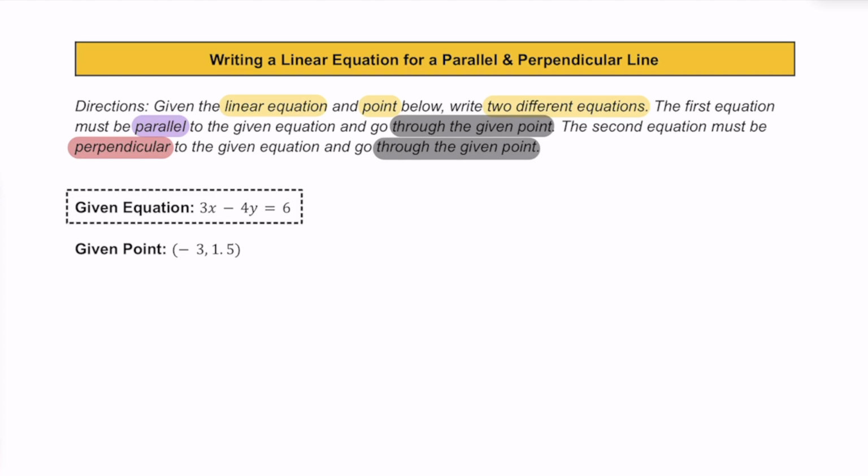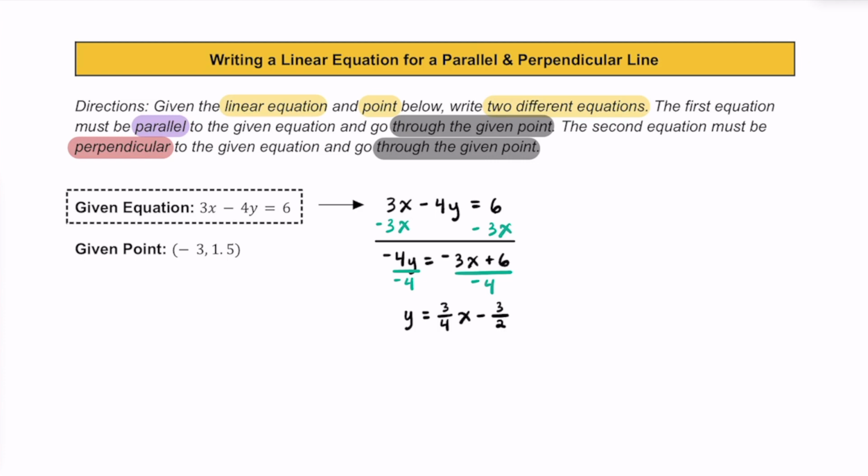Alright, starting off, let's look at this given equation, and I'm just starting by copying it down. Currently, this equation is written in standard form, so it's a little bit hard to tell what the slope is. Let's go ahead and rearrange it into slope-intercept form, or that y equals mx plus b form, so we can tell what the slope is. If we go ahead and subtract 3x from both sides, we can say that negative 4y is equal to negative 3x plus 6. And then if we divide both sides by negative 4, we can see that we have this equation of y is equal to 3/4 x minus 3 over 2. Now keep in mind that from this, we only really care about the slope being 3 over 4.